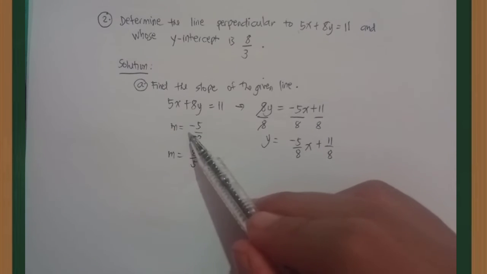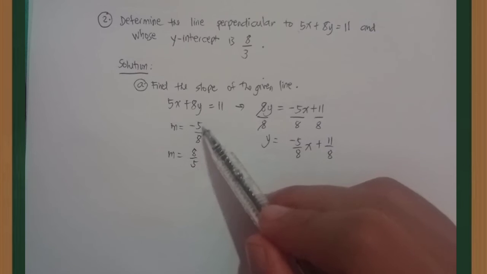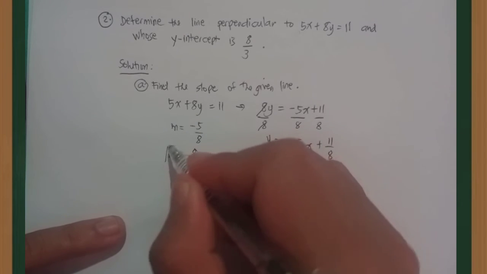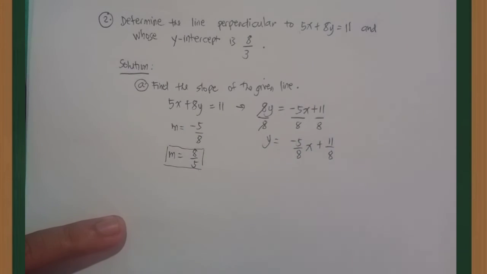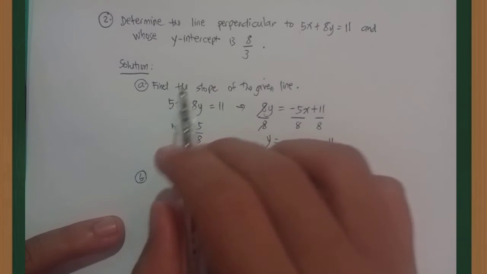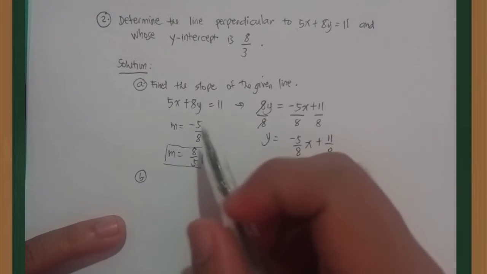Just flip it. If the original sign is negative, it becomes positive. Then flip the fraction too, 5 over 8 becomes 8 over 5. That's just how to find the negative reciprocal. Okay? So this negative reciprocal becomes the slope of our new line, the line we are looking for. Okay? So, the second step, after we find the negative reciprocal slope of the given line.